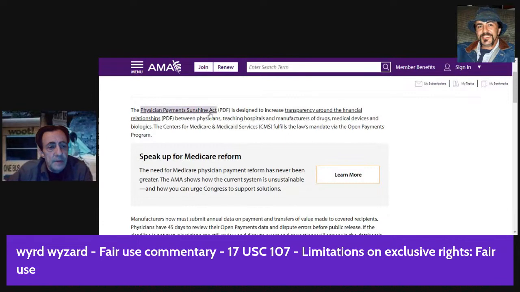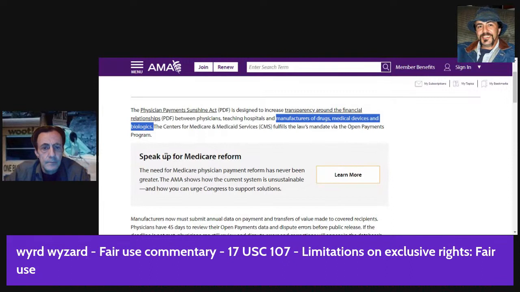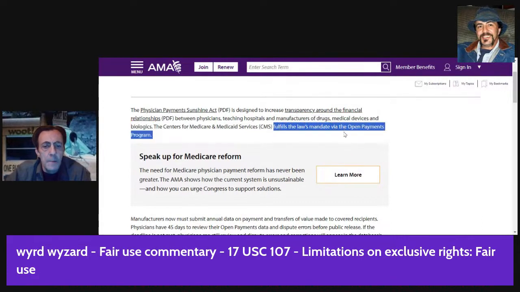The Physician Payment Sunshine Act is designed to increase transparency around the financial relationships between physicians, teaching hospitals, and manufacturers of drugs, medical devices, and biologics. The Centers for Medicare and Medicaid Services fulfills the law's mandate via the Open Payments Program.